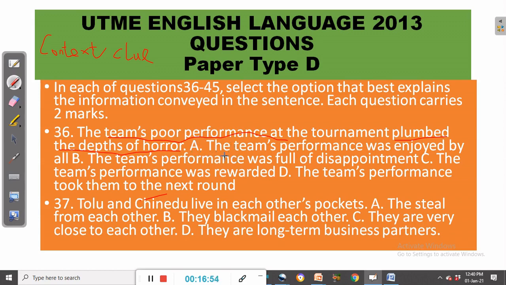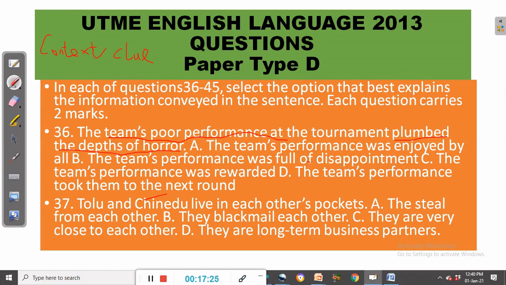Let's look at the options. Option A, the team's performance was enjoyed by all. Of course, you know it is impossible. There's no lover of a team that will enjoy their performance when it is poor. So you cannot say that the team's performance was enjoyed by all. So that's eliminated.